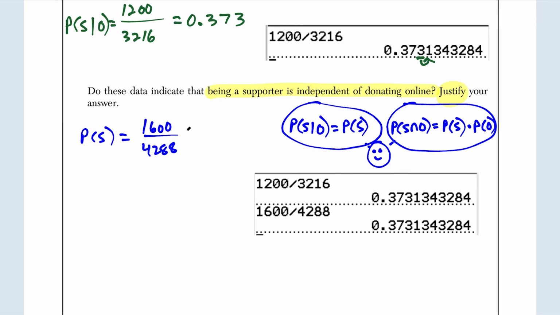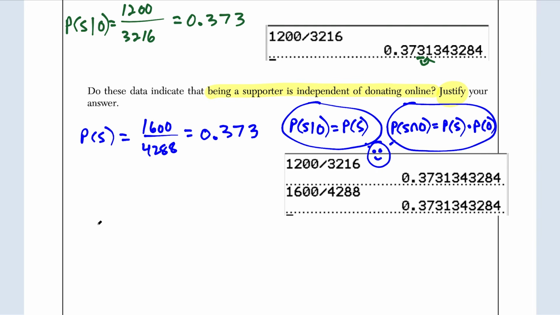So now let's record the result here. This is equal to, we have 0.373, and we'll round this one to the nearest thousandth as well, because that's what we did in part 1. And now we just have to comment here. Notice that these probabilities are equal, so these events are independent of each other.